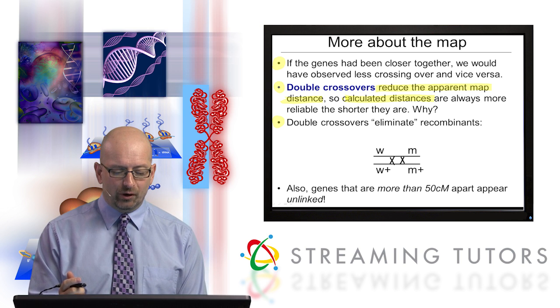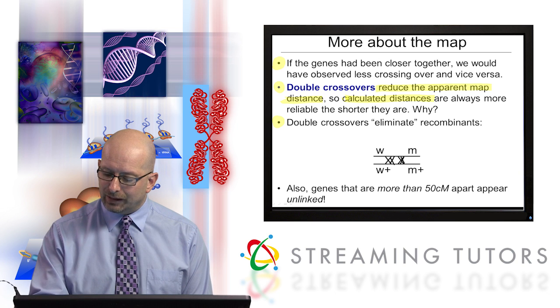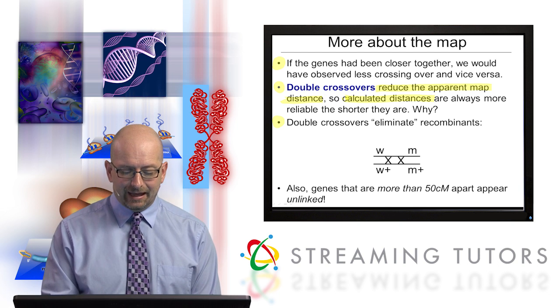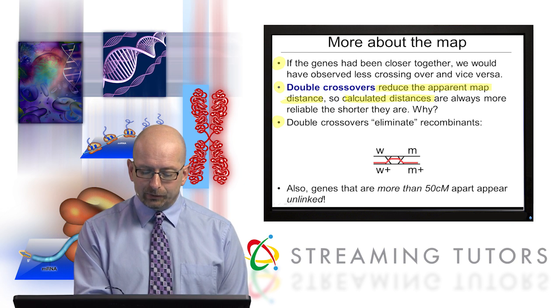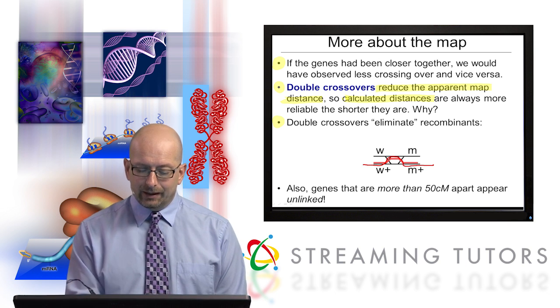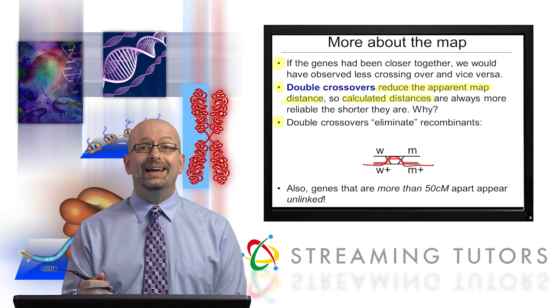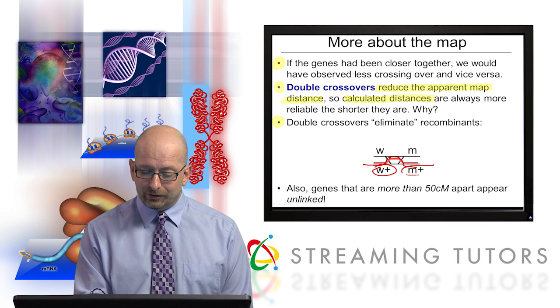I want to make sure I draw it in the right colors this time. So there are my two X's. I'll erase the ones that I drew since these are so much more official. Let's follow along in red. What would happen? So we're going along, there's one crossover and then another. Look what happens. For all purposes, what you end up with still has W plus and M plus.